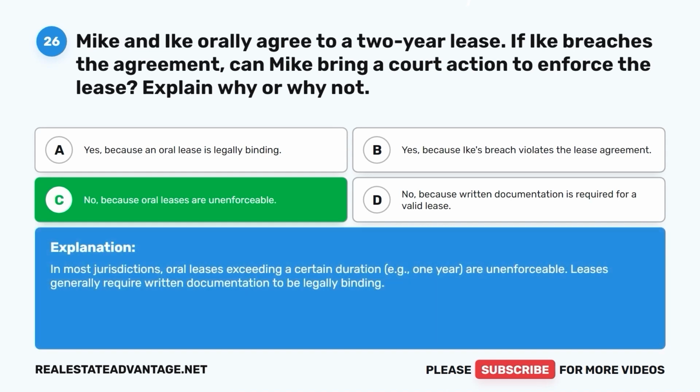In most jurisdictions, oral leases exceeding a certain duration, for example 1 year, are unenforceable. Leases generally require written documentation to be legally binding.